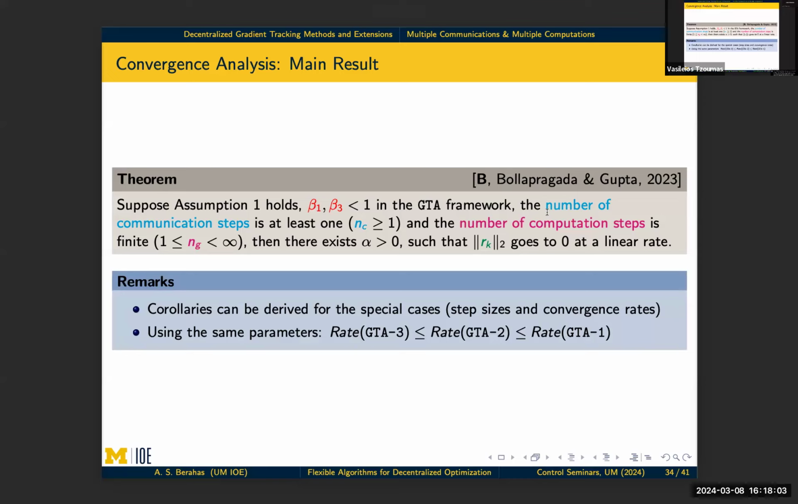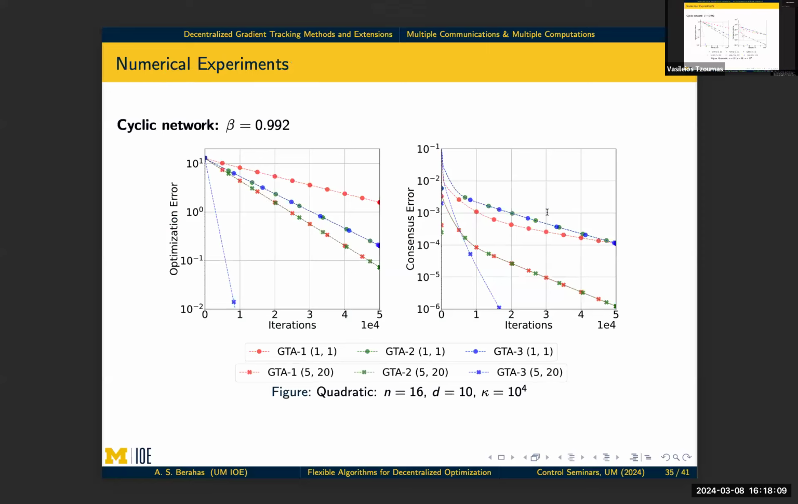What's important, again, is GTA 3 is better than GTA 2 is better than GTA. And that we can also see in the experiment. So again, we have the baseline methods 1-1, then we have the methods that do 5 communications and 20 computations of every iteration. And what we see is that in terms of iterations, I really like that line.